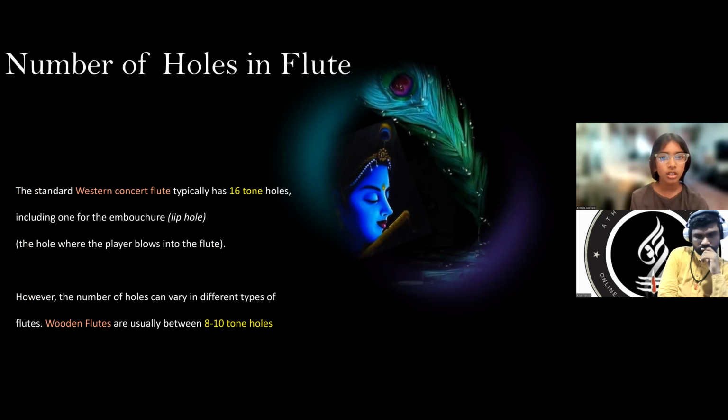Number of holes in the flute. The standard Western concert flute typically has 16 tone holes, including one for the lip hole, the hole where the player blows into the flute. However, the number of holes can vary in different types of flutes. Wooden flutes usually have between 8 to 10 tone holes.